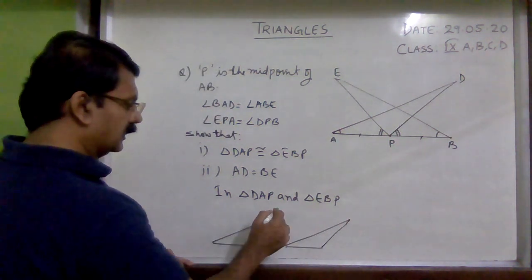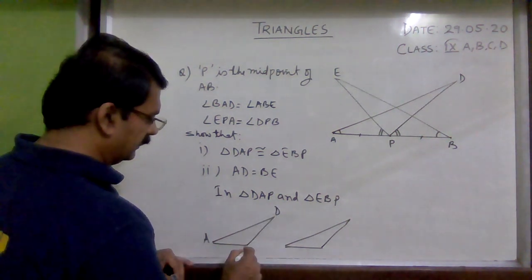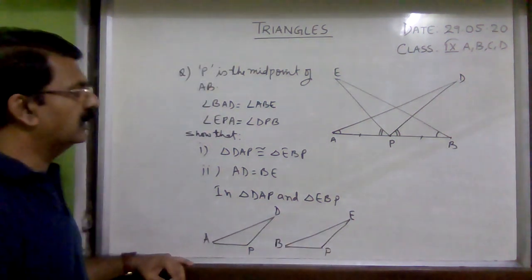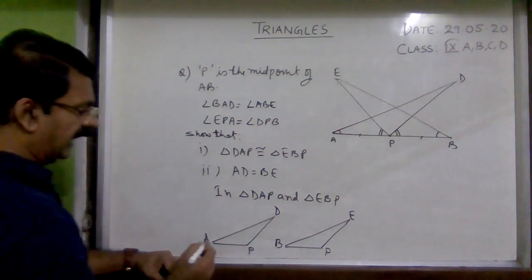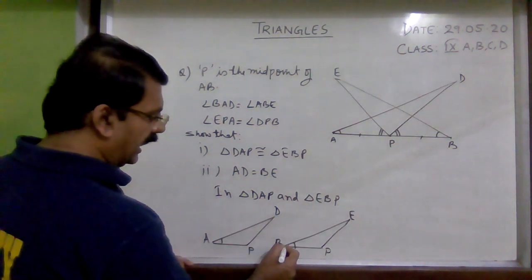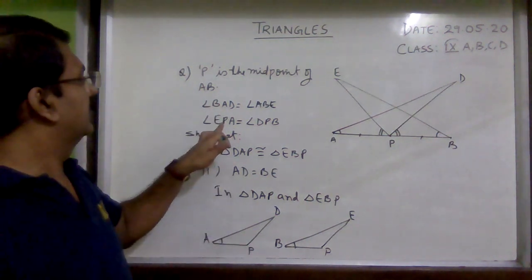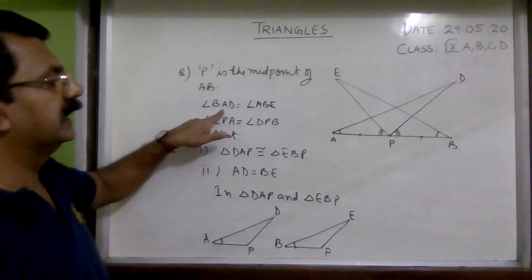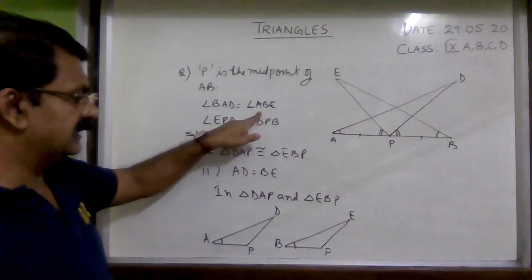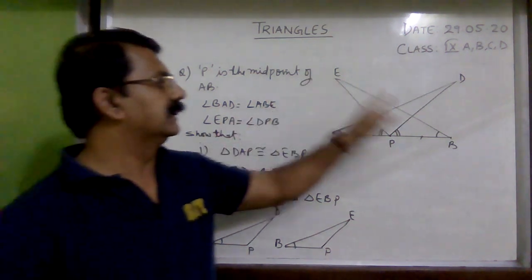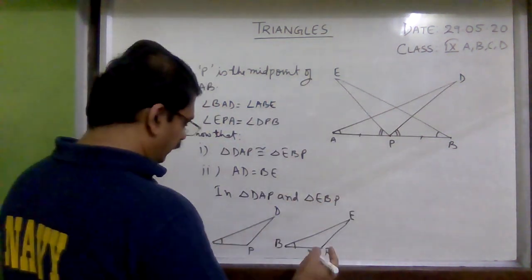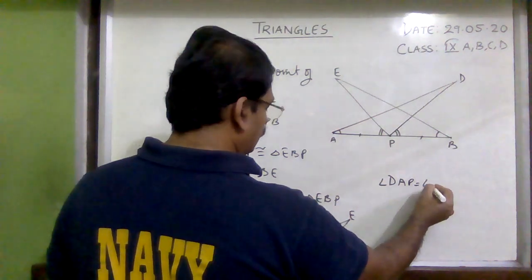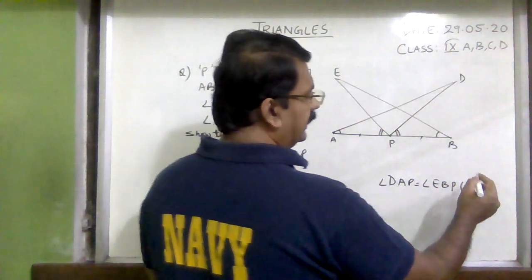Like this, D A P, E B P. Now you see, angle DAP and EBP are equal because they are given equal. It is given. Angle DAP or DAB, the same as BAD, is equal to ABE, means angle EBP. So in these two triangles, first of all you write angle DAP is equal to angle EBP. Reason, you write given.